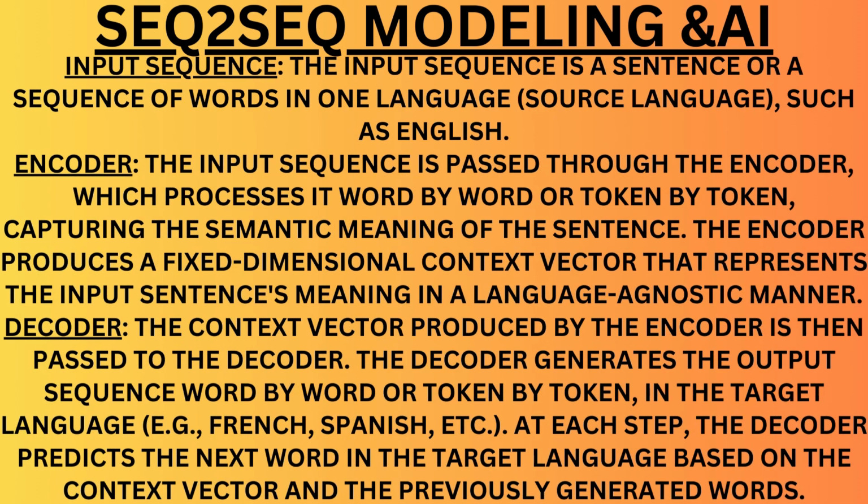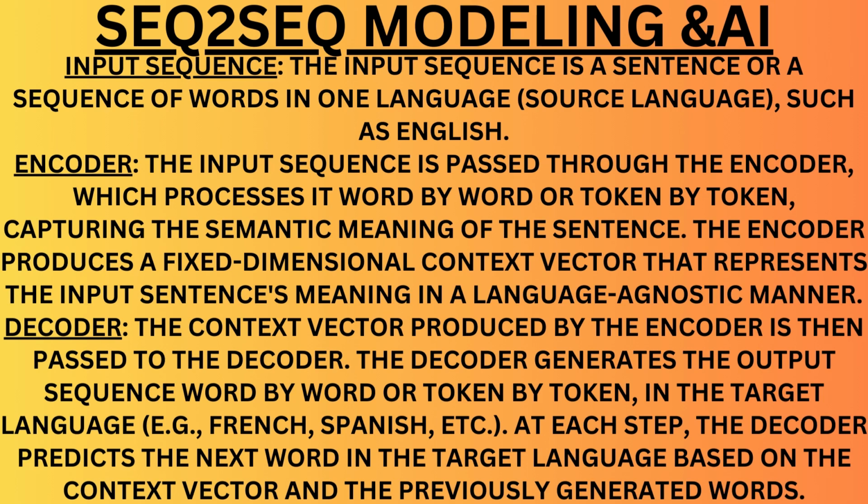Input sequence. The input sequence is a sentence or a sequence of words in one language, the source language, such as English. Encoder. The input sequence is passed through the encoder, which processes it word by word or token by token, capturing the semantic meaning of the sentence. The encoder produces a fixed dimensional context vector that represents the input sentence's meaning in a language agnostic manner.